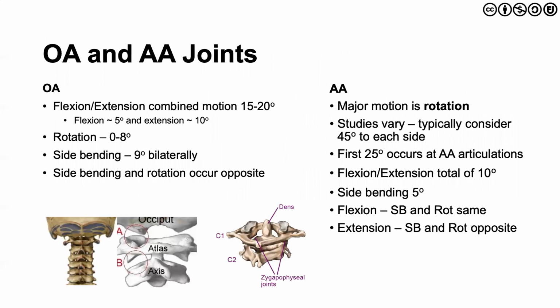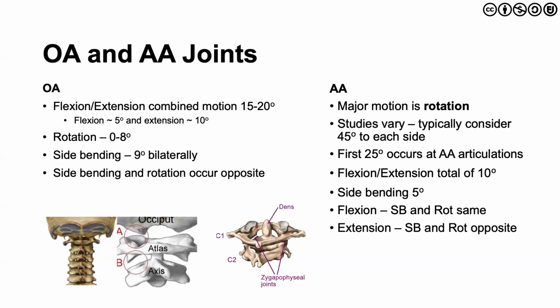How much motion is occurring at each level? This is a helpful way to think of it in terms of each individual joint. So the OA joint primarily is contributing to what we would again say is an upper craniovertebral nod, and so it's flexion extension. Very limited rotation and side bending occurs here.